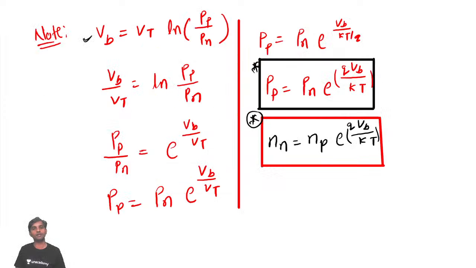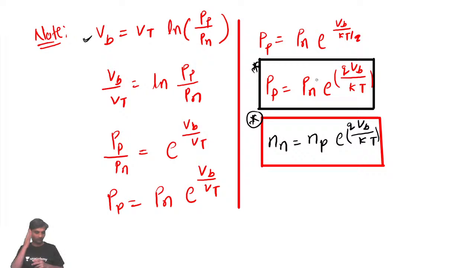Otherwise he may be giving this Pn, Vb, KT and Q and everything. So he may be asking you to calculate the Pp. Or he can also ask you to calculate Pp or Nn. So he may ask whatever he wants. So this is very important concept to be remembered.